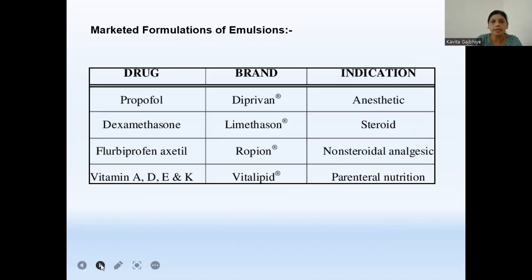And a few marketed formulations of emulsions. The drug is propofol and the brand name is Diprivan, and it is useful for anesthesia. The drug is dexamethasone and the brand name is Limethason, which we can use as a steroid. Flurbiprofen, Ropion is the name of that emulsion, a non-steroidal analgesic preparation. Vitamins A, D, E, and K, Lipid is present as a marketed formulation, and it is useful as parenteral nutrition.